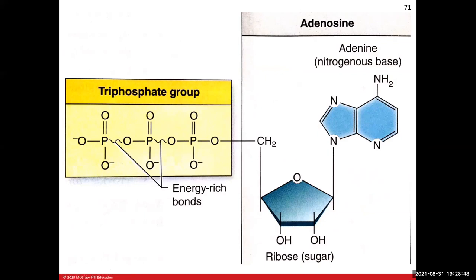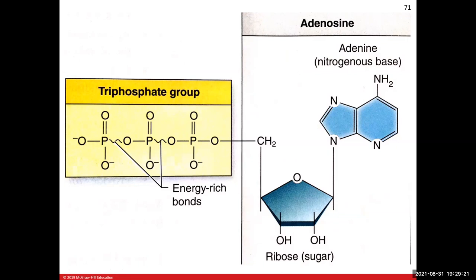So then we don't call this molecule ATP, adenosine triphosphate, because we only have two phosphates. So we call it adenosine diphosphate, saying that we have two phosphates. Then if we need to, we can snap this bond, and then this phosphate goes away. When we snap this bond, it releases energy. And so now we're left with one phosphate. So then our molecule is now termed adenosine monophosphate.